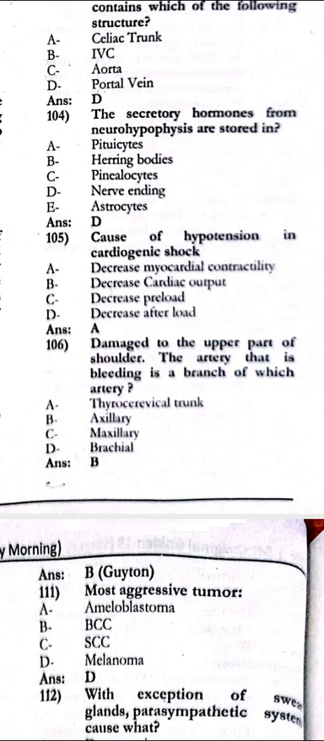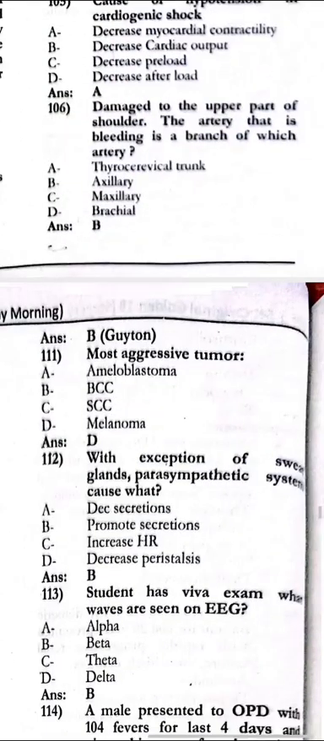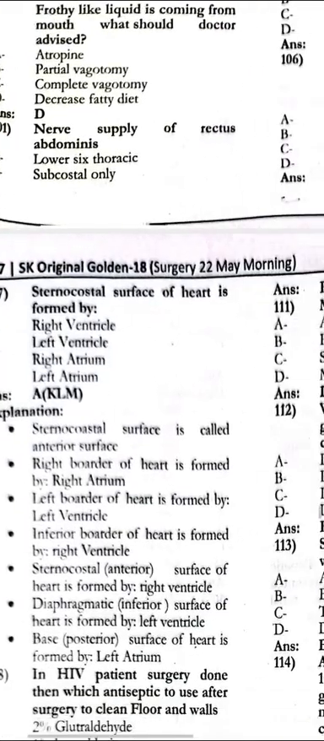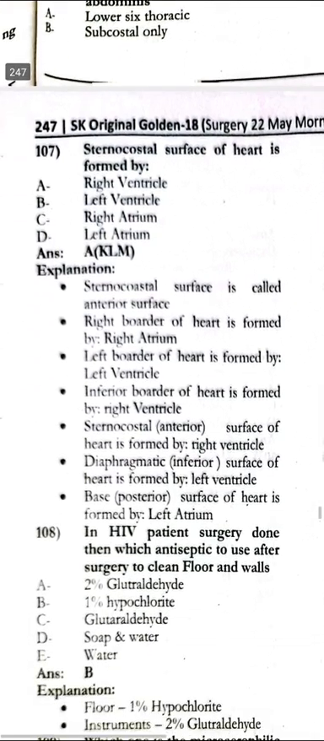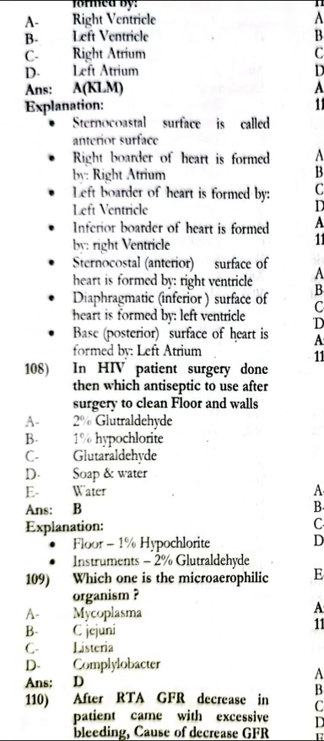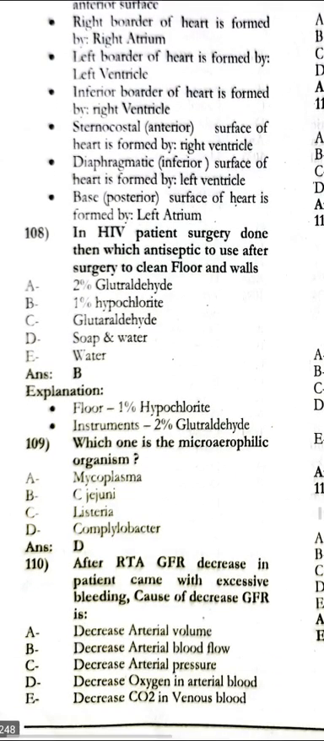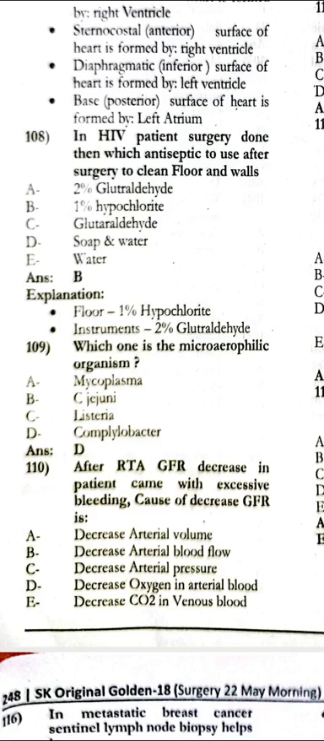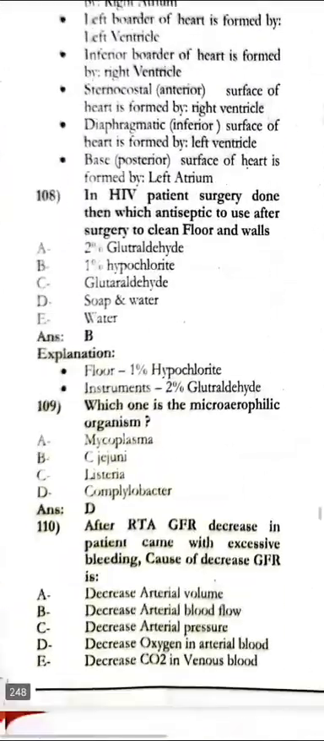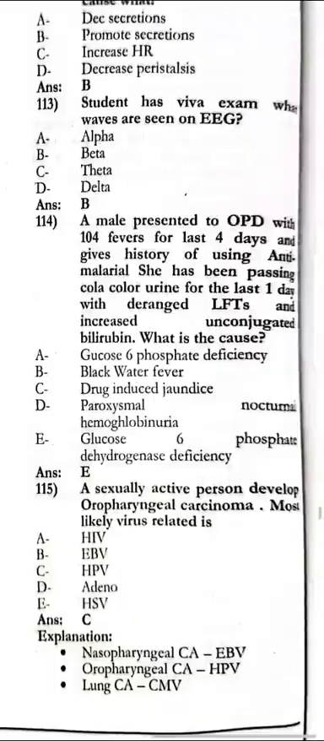Damage to the upper part of the shoulder. The artery that is bleeding is a branch of which artery? That is the axillary artery. Next, 107. The sternocostal surface of the heart is formed by the right ventricle. In an HIV patient, surgery done, which antiseptic to use after surgery to clean floors and walls? That is 1% hypochlorite. Which of the following is the microaerophilic organism? That is Campylobacter. After renal transplant, GFR decreased in the patient who had excessive bleeding. Cause of the decreased GFR would be decreased arterial blood flow.